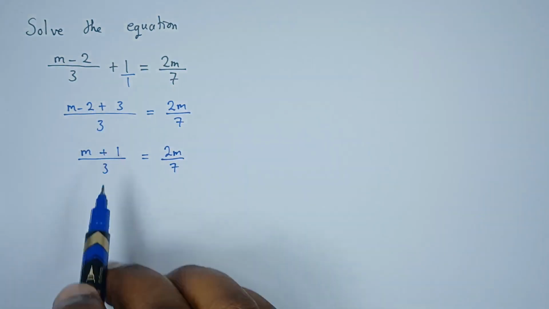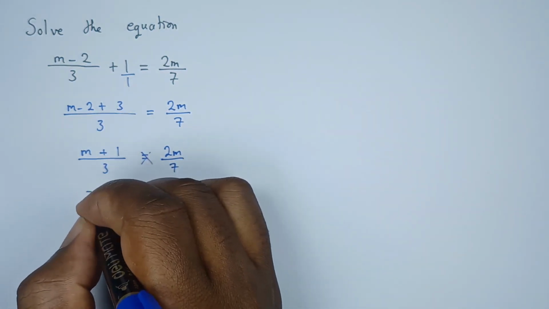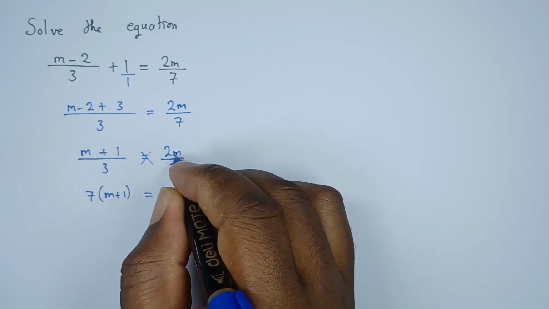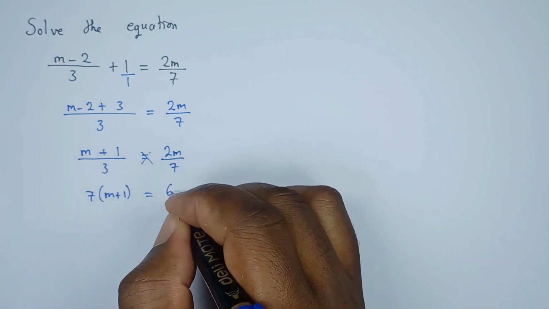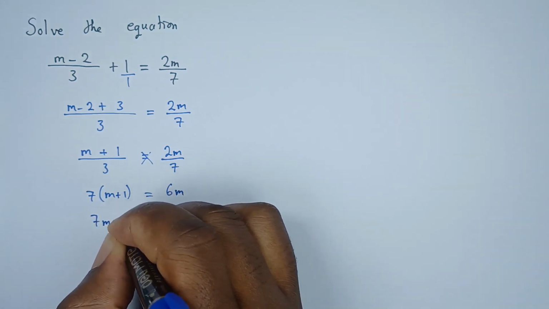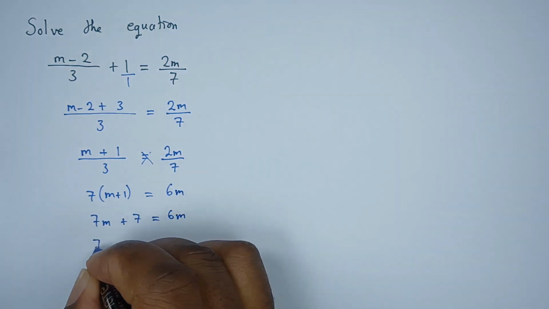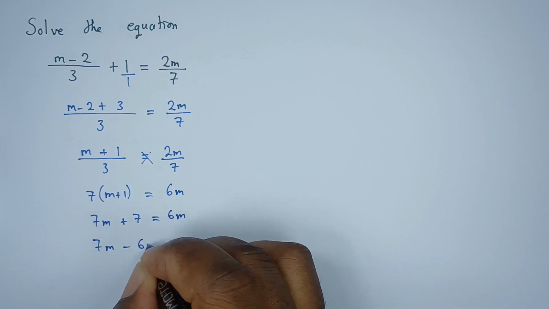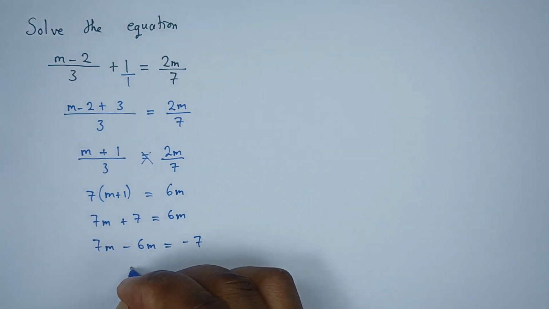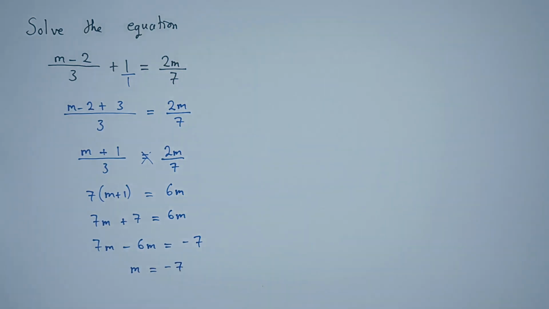Negative 2 plus 3 gives us the 1 that we have there. We can decide to cross multiply so that the 7 multiplies m plus 1 and the 2m multiplies 3, giving us 6m. This will result in 7m plus 7 is equal to 6m. So 7m minus 6m is equal to minus 7. Hence, the value of m simply goes to negative 7.